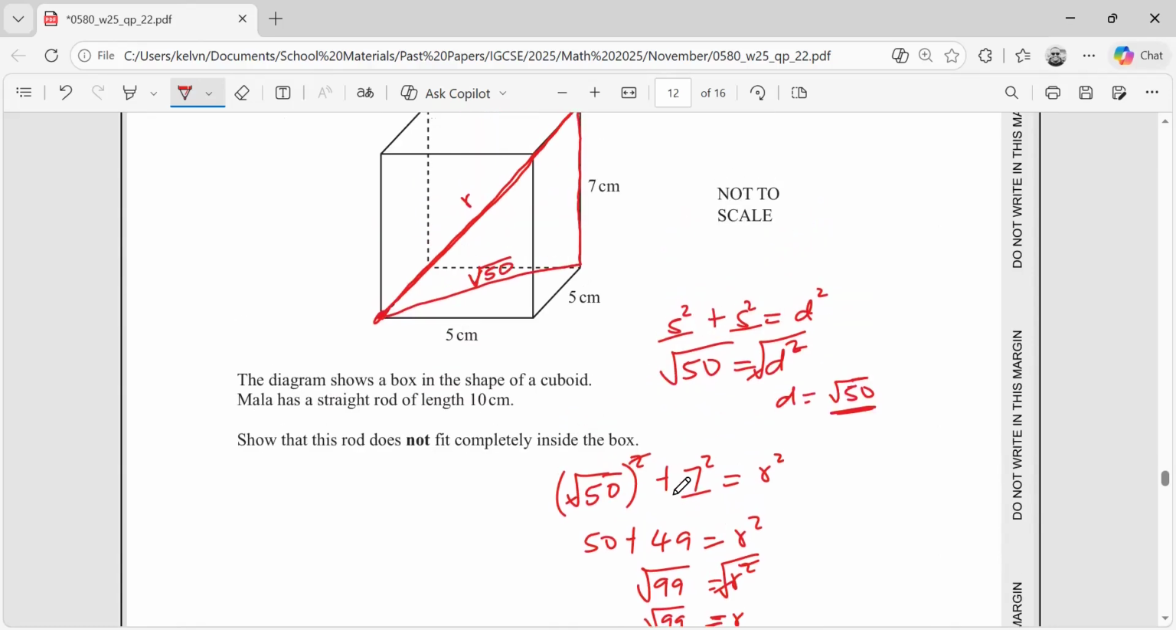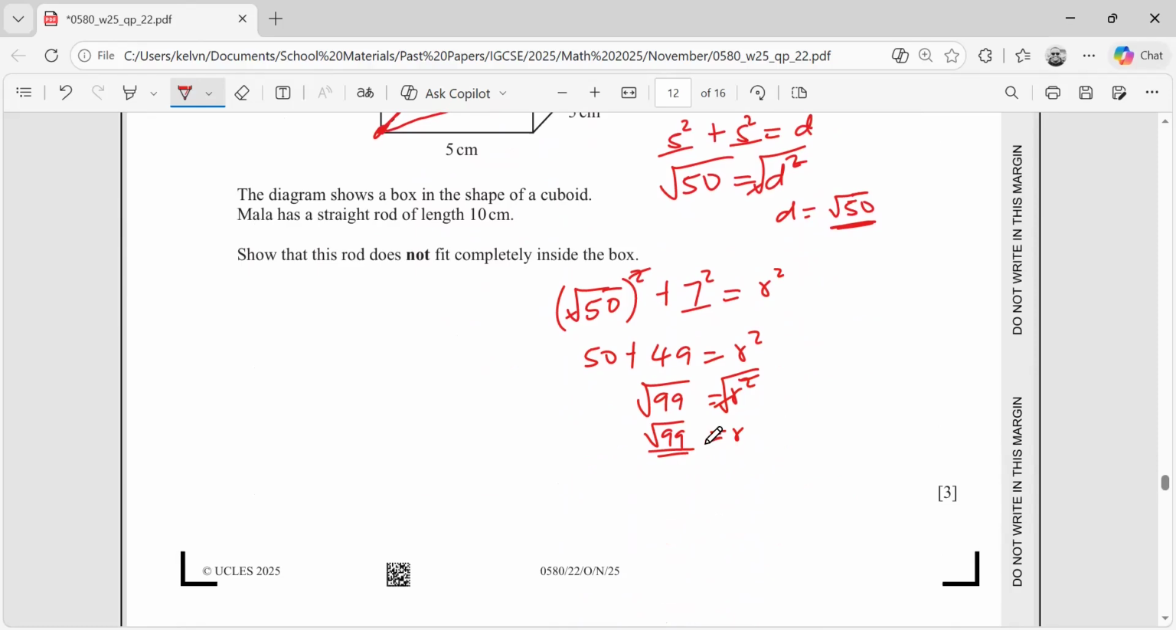Why? Because we are less than 100. If it was square root 100, we would have gotten 10, and then we would say it would fit. But in this case, square root 99 is slightly off. So the rod will not fit perfectly, and it might damage the box. So we can say our answer is square root 99. And we can say this does not fit because you are being told to show it does not fit. Okay. And this does not fit. Why?